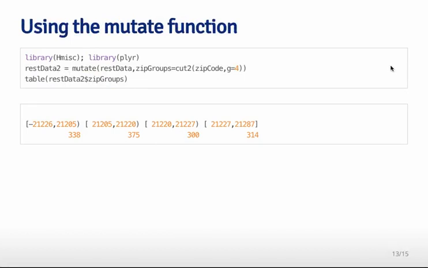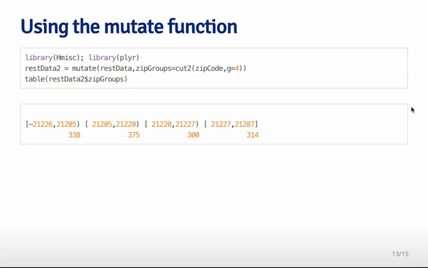You can actually use the mutate function to create a new version of a variable and simultaneously add it to a data set. This is part of the plyr package. So what I'm going to do here is create a new data frame. I'm going to apply the mutate function to the old data frame, and add a new variable, zip groups, which is equal to a function of one of the variables in the original REST data frame. And so what happens now is the new data frame will be the old REST data with the new variable added.